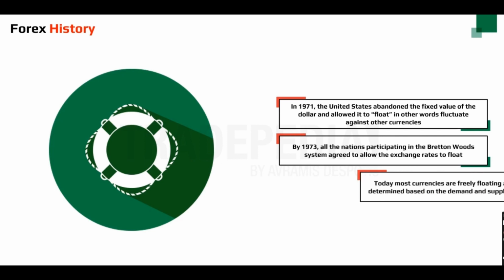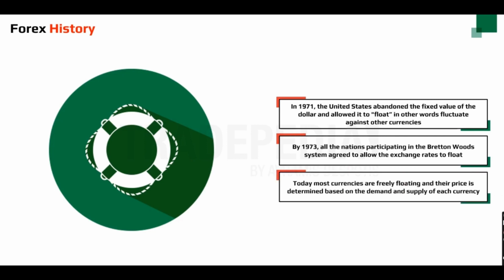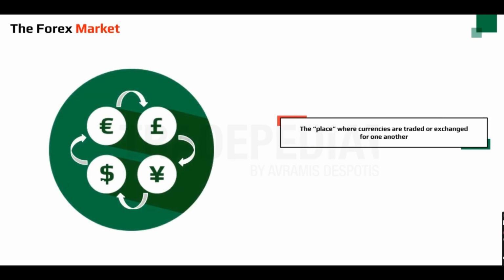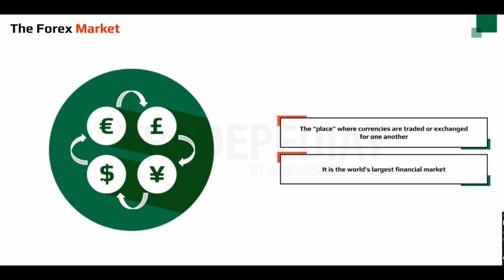By 1973, all the nations participating in the Bretton Woods system agreed to allow the exchange rates to float. Today, most currencies are freely floating, and their price is determined based on the demand and supply of each currency. The foreign exchange market, or Forex market, is simply the place where currencies are traded or exchanged for one another. It is the world's largest financial market in terms of volume traded.